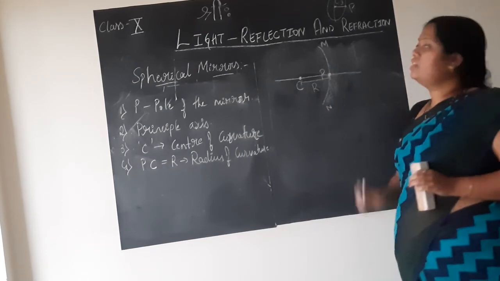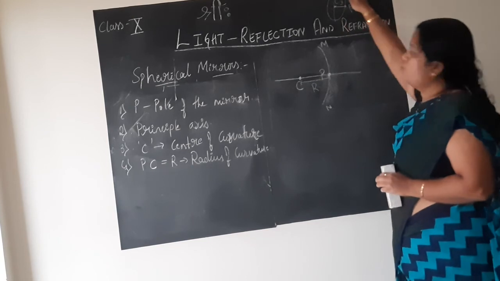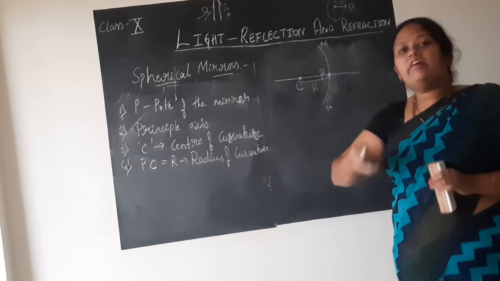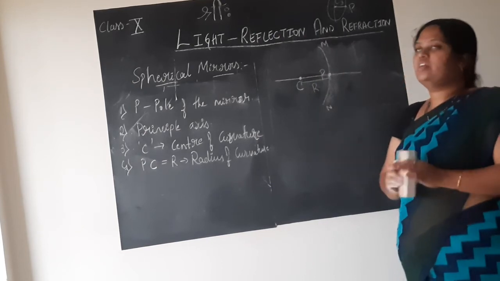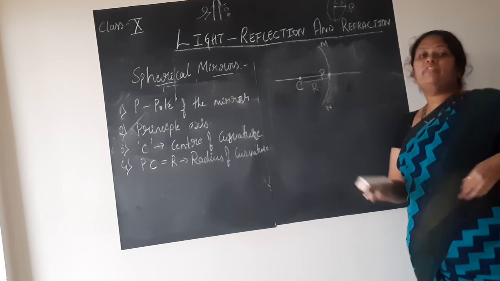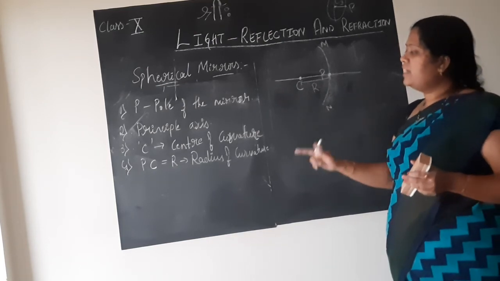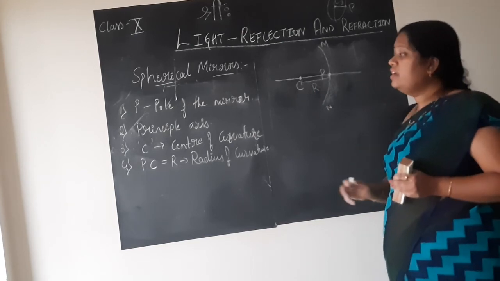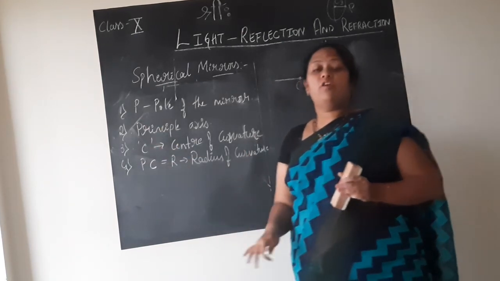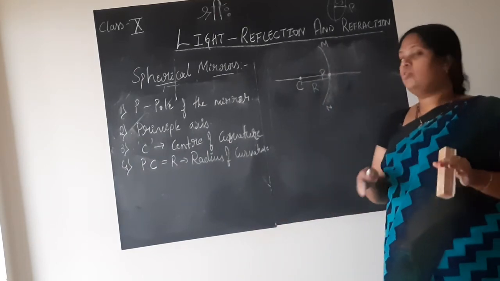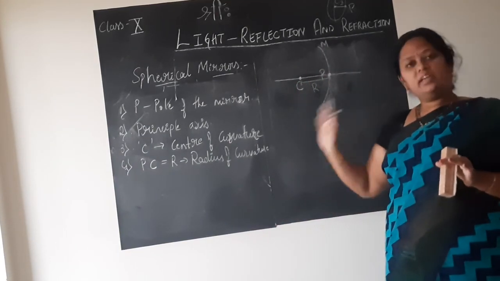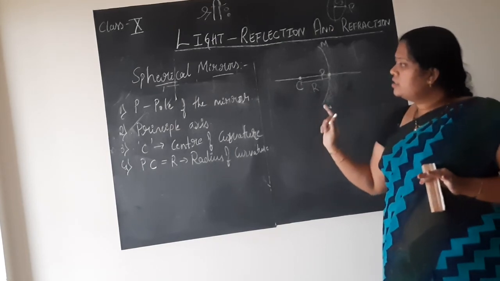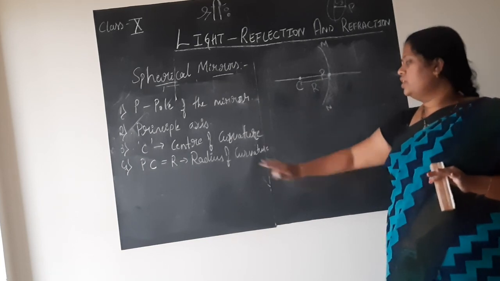That is the reason I stressed understanding this concept of a sphere being cut into half, which gives rise to convex and concave. These terms are very important. So pole, principal axis, center of curvature, radius of curvature, we came to know. And one more thing, these notations you cannot change to small letter or capital letter as you want. They are always represented in capitals. So: pole, principal axis, center of curvature, radius of curvature.